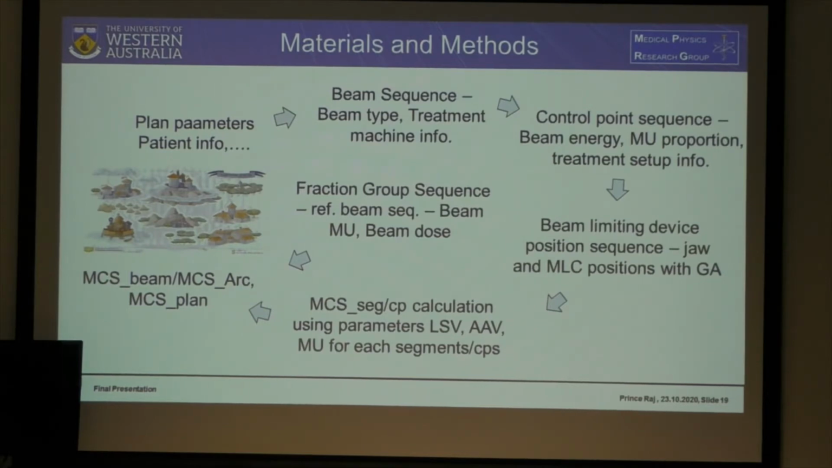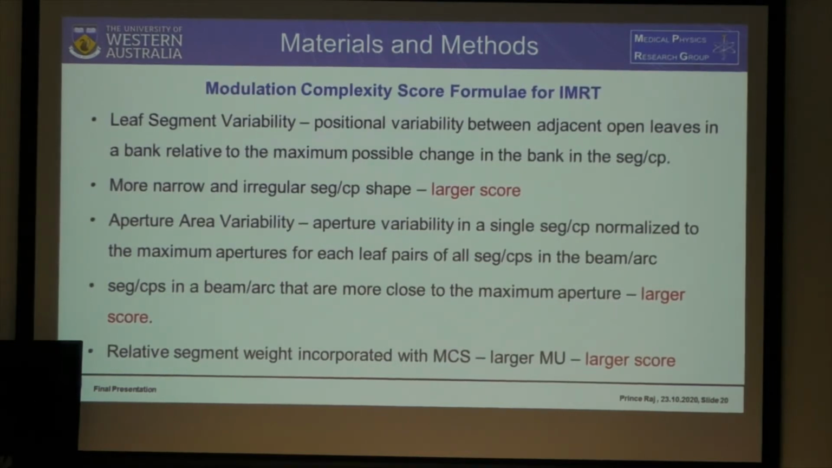Using those MLC positions and the jaw positions extracted, we calculate the three parameters of the MCS, which will be detailed soon. We also use the monitor units from the fraction group sequence, and the beam dose for dosimetric comparison. So eventually we arrive at the modulation complexity score for the individual beams and also for the arcs. The parameters we calculate are leaf sequence variability, aperture area variability, and monitor unit relative segment weight.